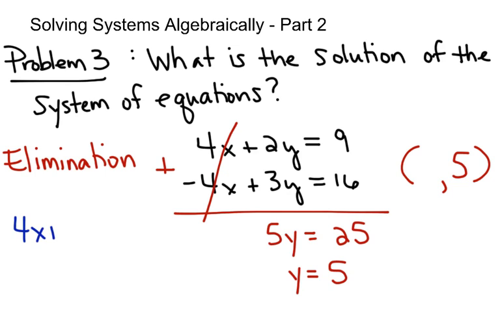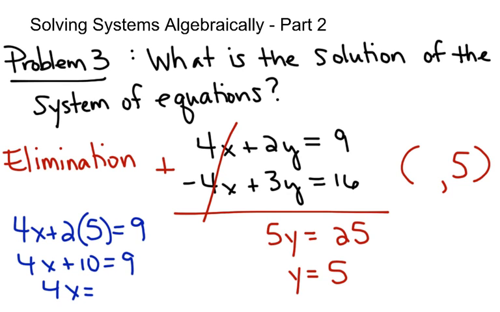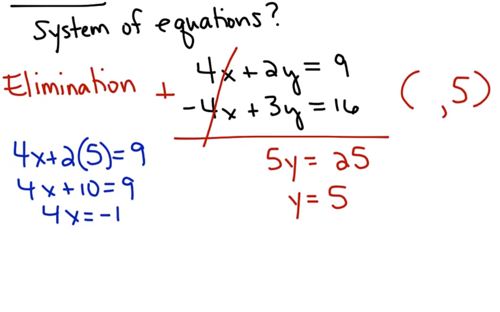So 4x plus 2 times 5 equals 9. 4x plus 10 equals 9. 4x is equal to negative 1. And x is equal to negative 1/4. So the solution to the system is negative 1/4, 5.